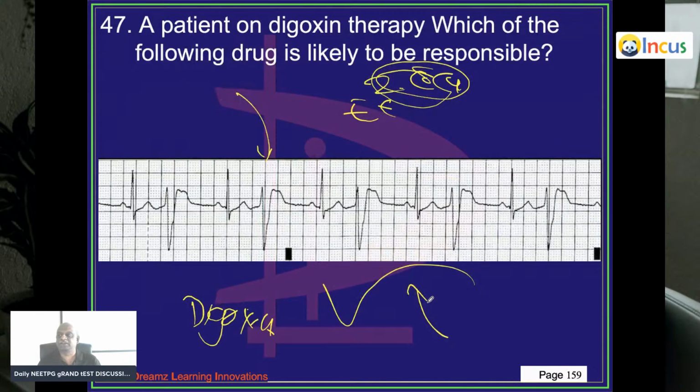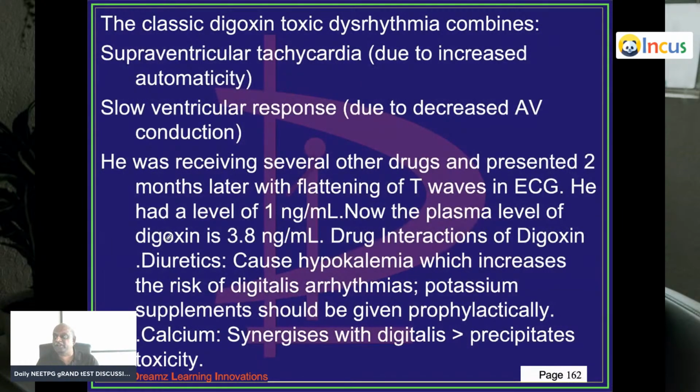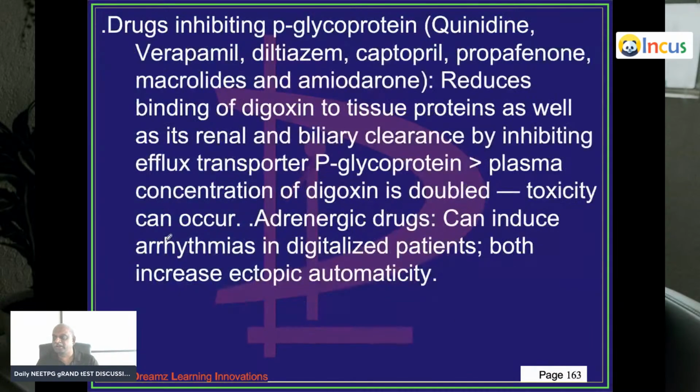Frequent PVCs. Frequent premature beats, when this is the normal QRS, doctor. This is a normal QRS. This is an abnormally shaped QRS. So it is called premature ventricular complexes. So you are having bigeminy with frequent PVCs. This is a PVC, this is a PVC. So which is the classical feature of digoxin toxicity? And what are the predisposing factors for digoxin toxicity, doctor?